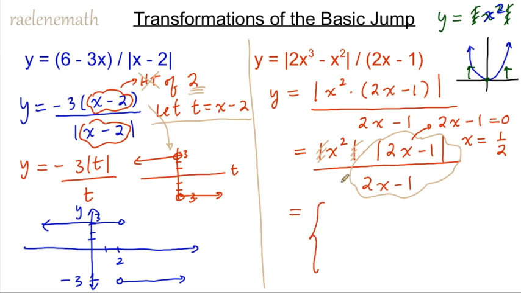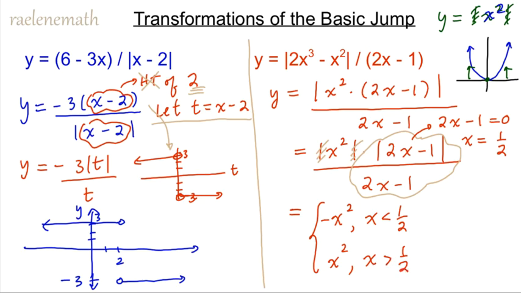And so as a piecewise function, this is going to be x squared times negative 1, which I can just write as negative x squared, when the stuff inside the absolute value, which is 2x minus 1, is less than 0. But if 2x minus 1 is less than 0, then x is less than 1/2. So I'm just going to write that as x less than 1/2. Meanwhile, the bubble will be positive 1 times the x squared, which is just x squared, if the stuff is positive, meaning if x is greater than 1/2.